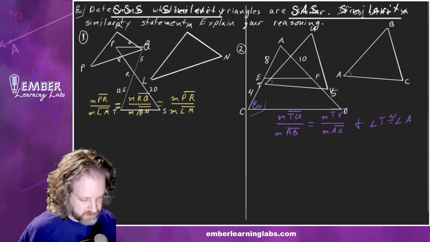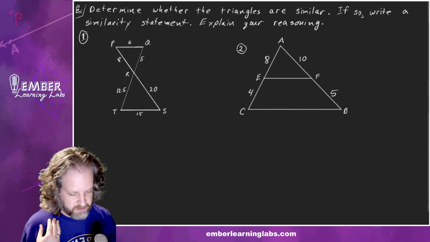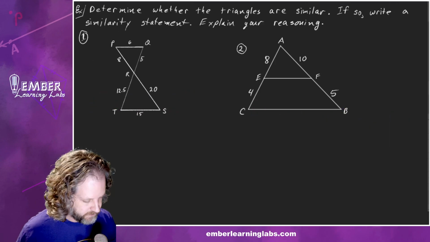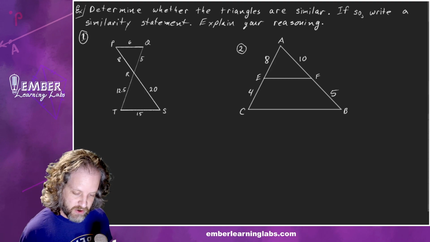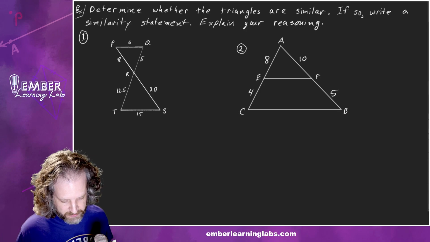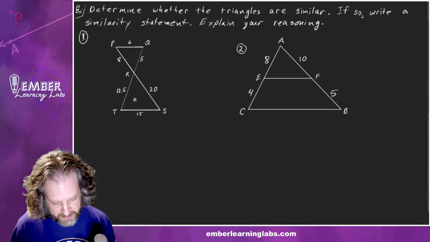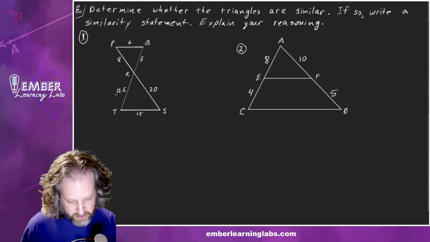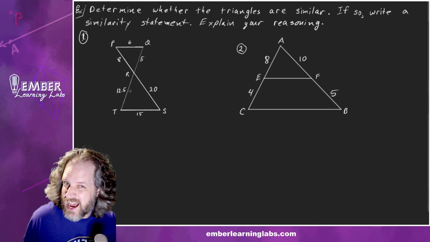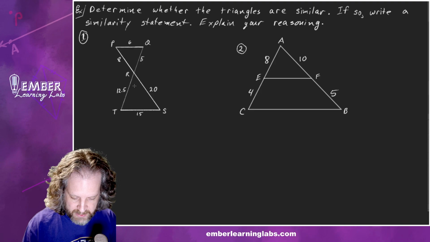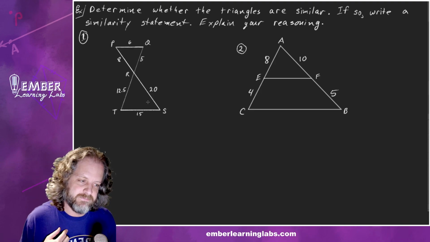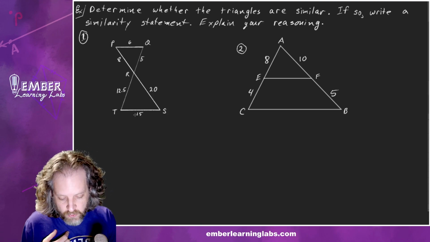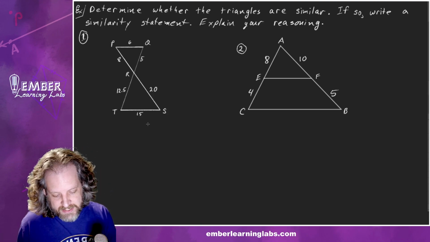All right, let's hit some more examples. Disaster. Okay, so same thing, same instructions, different pictures. Determine whether the triangles are similar. If so, write a similarity statement, explain your reasoning, all the things, right? So on this one, we need to look at these. We have three sides. So if these triangles are in fact similar, we probably want to do side similarity.